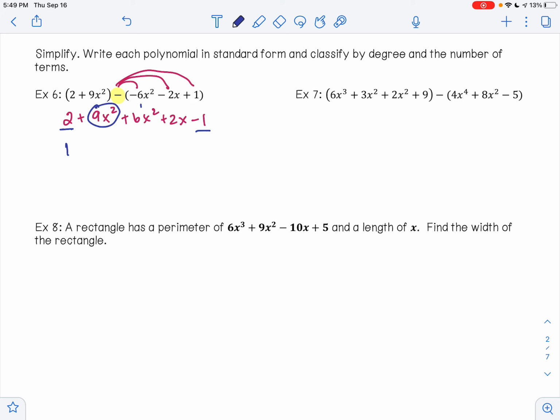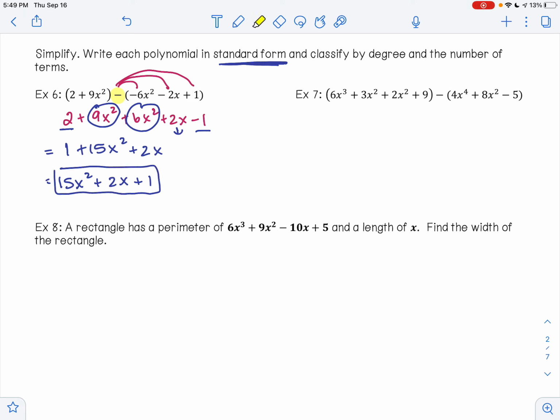9x squared plus 6x squared is 15x squared. And 2x doesn't have a like term, so I'm going to bring that down. This is not in standard form, so I need to go ahead and write it in standard form because they ask me to do so. My term with the highest exponent comes first, then the next highest, and then the next one. So this is my answer in standard form. The highest degree is 2, so that makes this quadratic. And then I have 1, 2, 3 terms, so this is a quadratic trinomial.